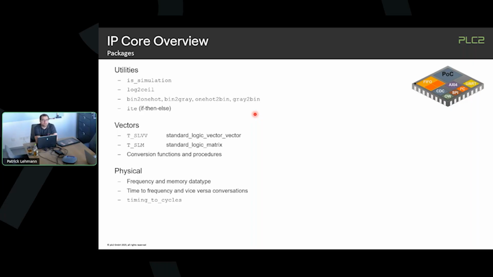And finally, the most important function there is timing to cycle. You specify your baseboard frequency, let's say 100 megahertz, timing, let's say a debounce time of 3 milliseconds, and then it's calculating for you how many clock cycles you need for your counter. And this is quite a handy function when it comes to physical interfaces and implementing a certain timing behavior based on counters or state machines.